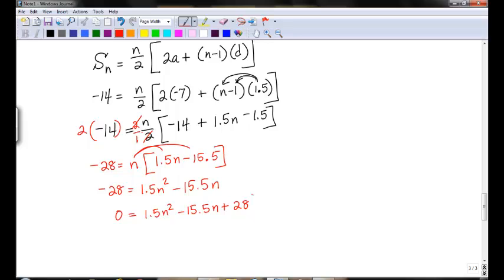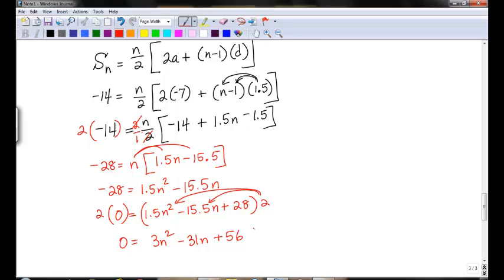Now, I would not want to work it with that decimal. I could multiply by 10, but what else could I multiply by? 2. It'd be a lot easier if you multiply this by 2. Multiply both sides by 2. So we still have 0 equals, and you're down to 3n squared, because you have to distribute that, 3n squared minus 31n plus 56. And then that's a quadratic.